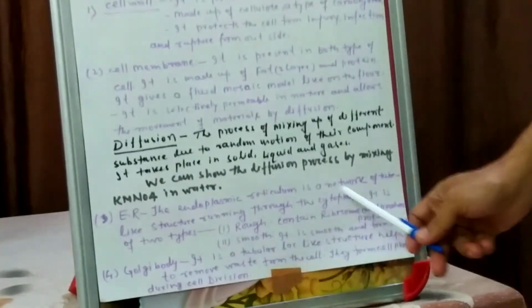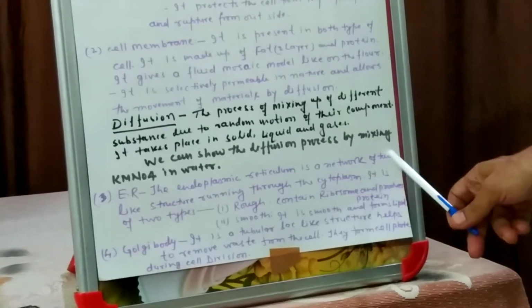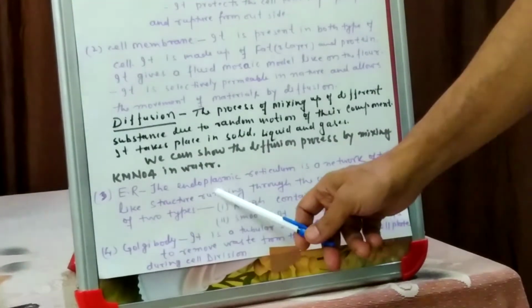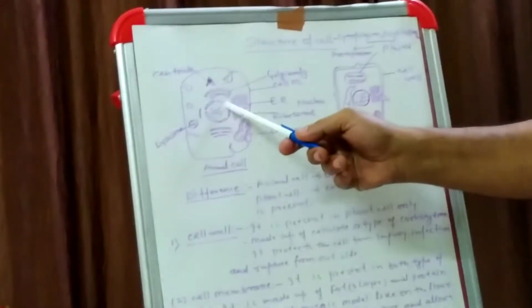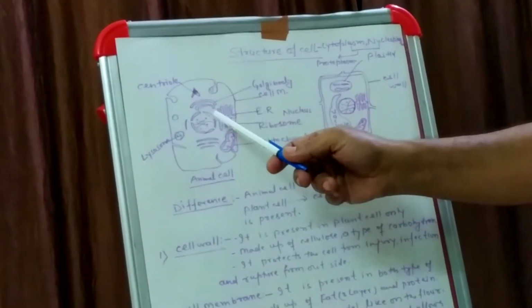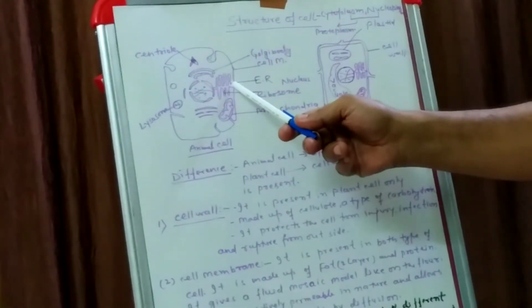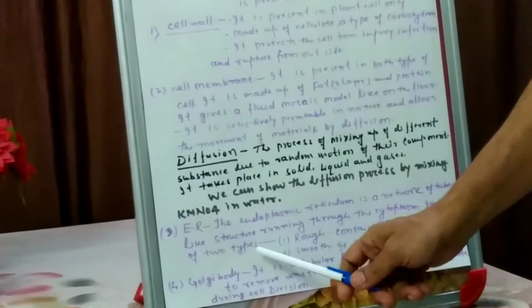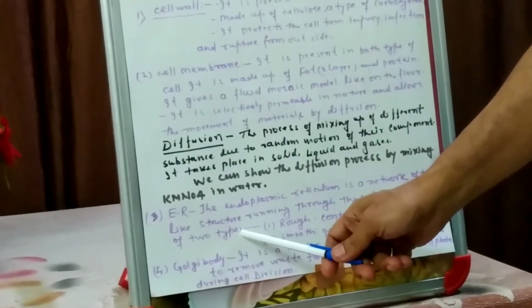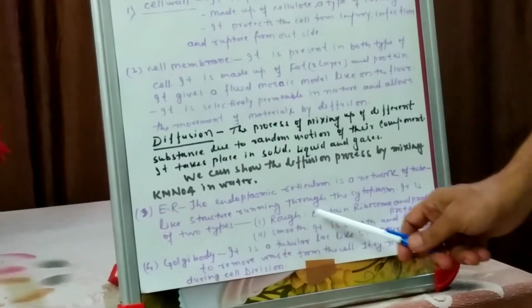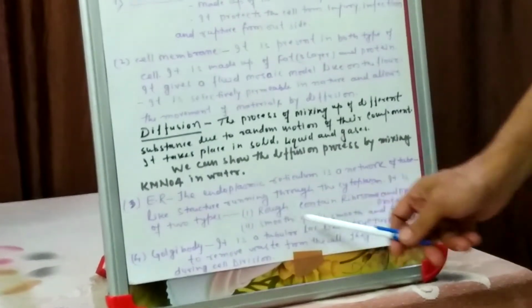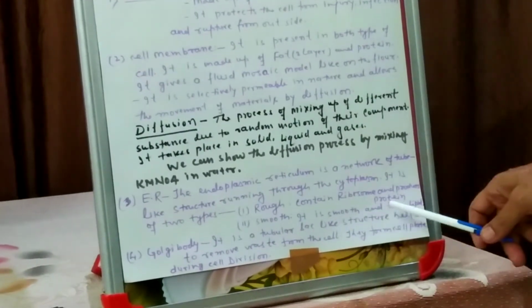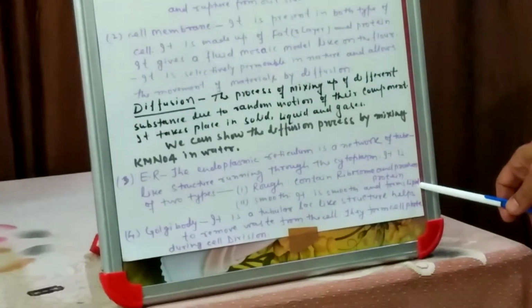Here you see the endoplasmic reticulum is a network of tube-like structures running through the cytoplasm. It means it spreads into the cytoplasm, one side to the nuclear membrane, the other side to the cell membrane. Two types of endoplasmic reticulum, rough and smooth. Rough contains ribosomes and produces protein. Smooth, it is smooth in nature, and produces fat or lipid.